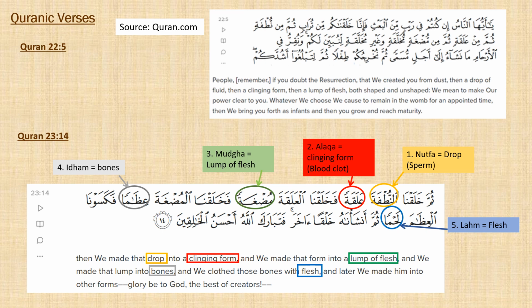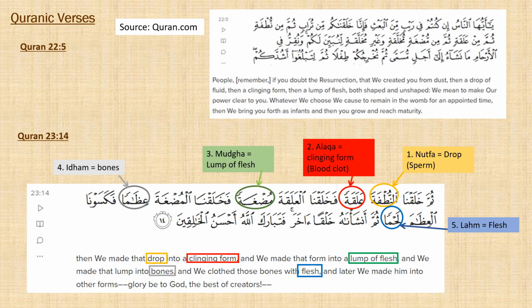There are various verses all over the Quran that talk about the formation of the embryo. One such example is Quran 22:5, where it says, "People, if you doubt the resurrection, that we created you from dust, then a drop of fluid, then a clinging form, then a lump of flesh, both shaped and unshaped, we mean to make our power clear to you.